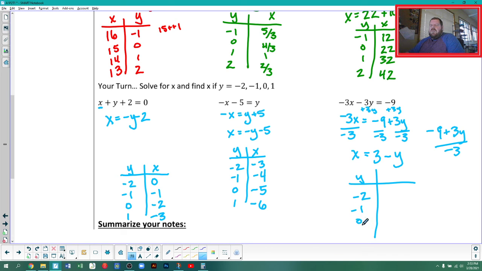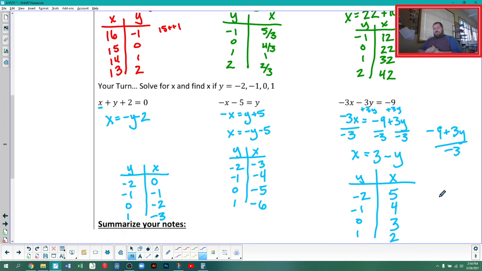Negative 2, negative 1, 0, and 1. And 3 minus negative 2 is going to be 5. Minus a negative turns into a positive. 3 minus negative 1 is going to be 4. 3 minus 0 is going to be 3. 3 minus 1 is going to be 2. Okay? So hopefully that helps make a little bit of sense of what literal equations are.